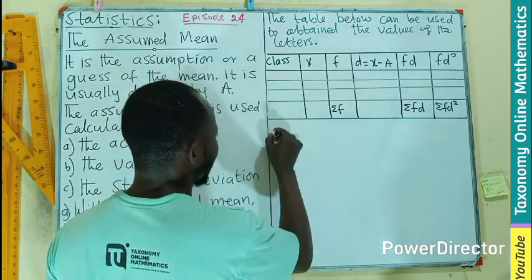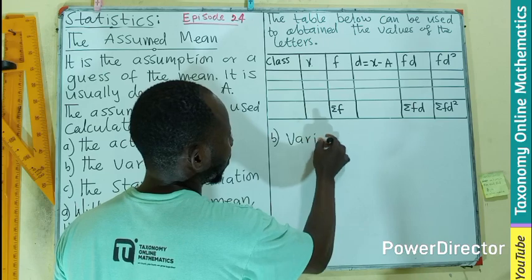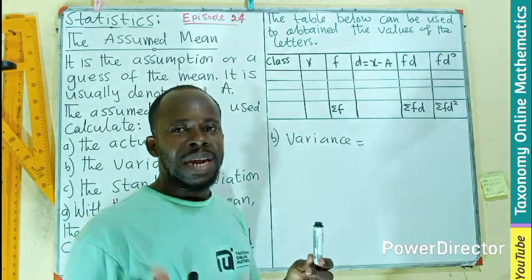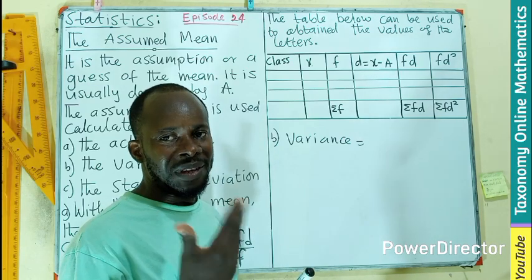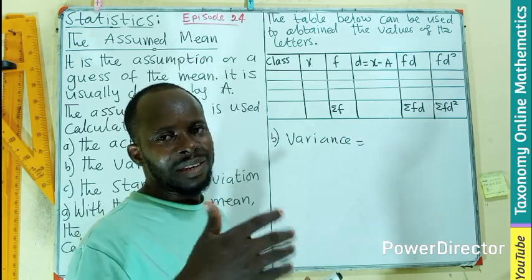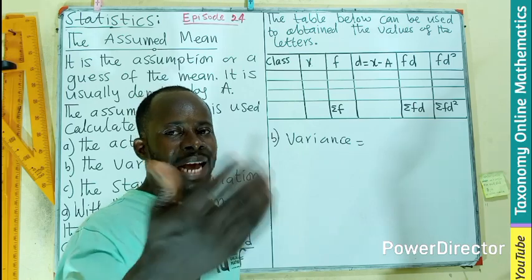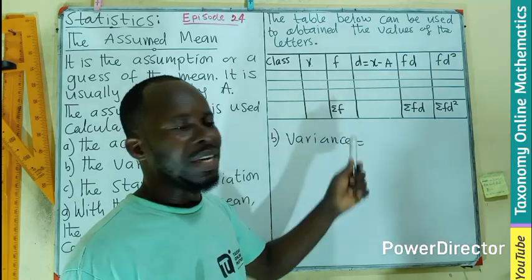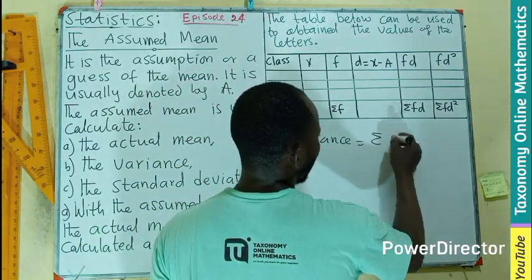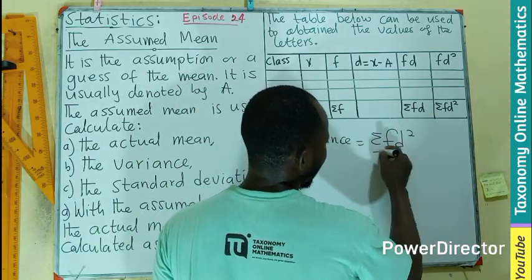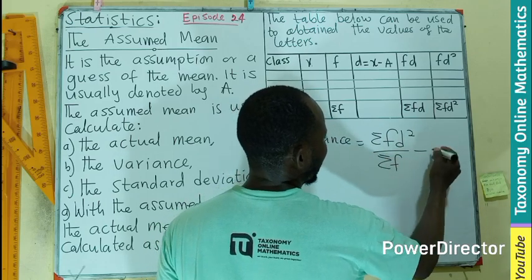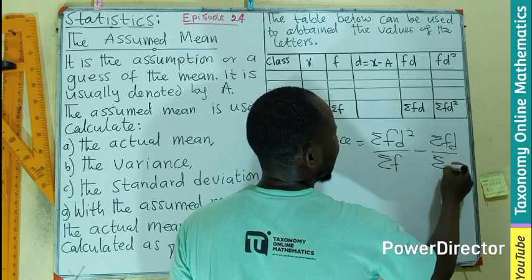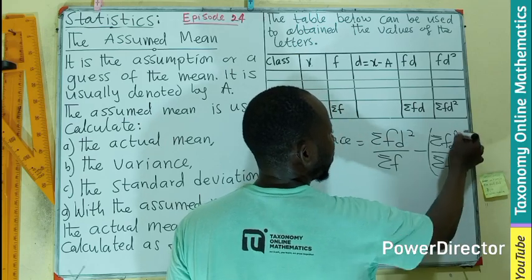Now to find variance, if we can recollect from the previous episode, we had sigma fx squared. In this case we are not making use of x again, but we are making use of d. So this becomes sigma fd squared divided by sigma f, minus the mean, which is sigma fd over sigma f, all squared.